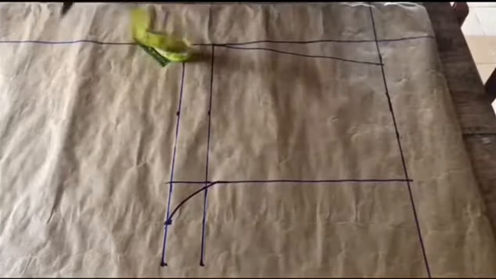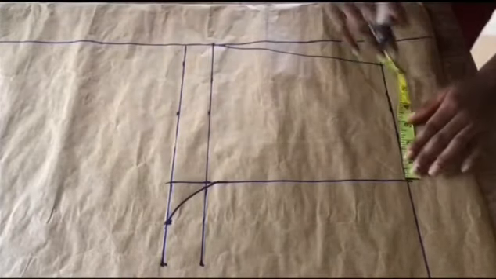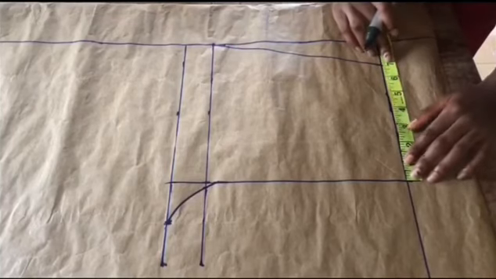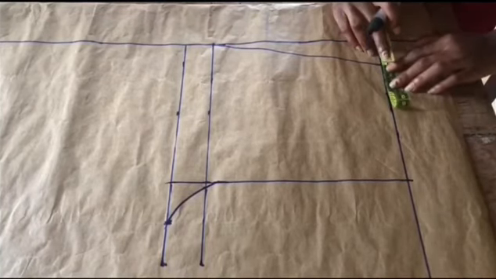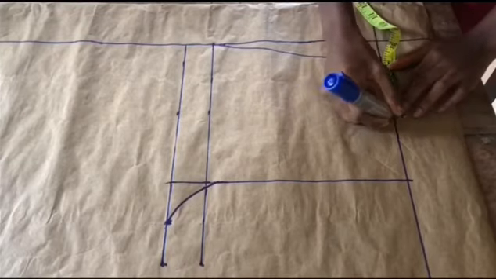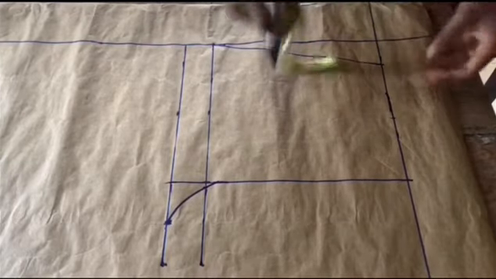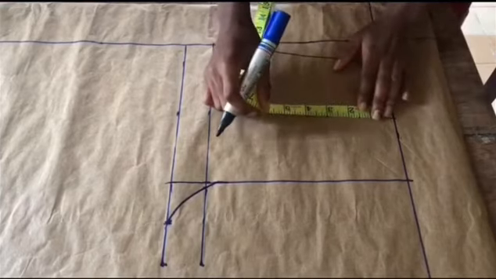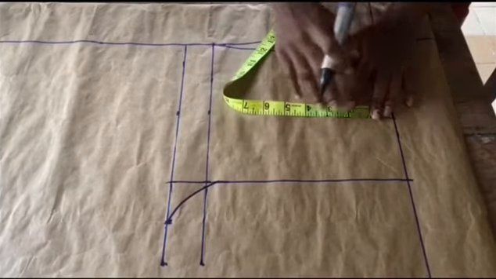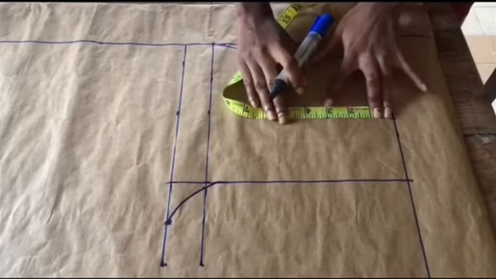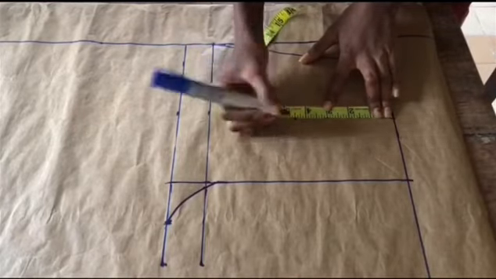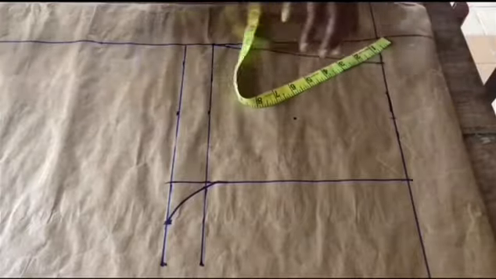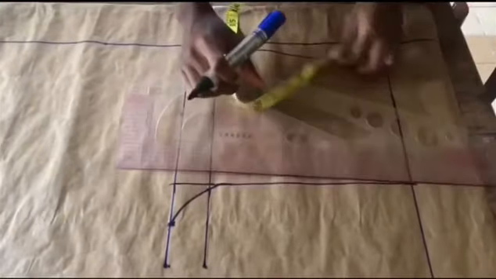So the next thing is our darts. To take out our darts, we divide this into 2. Divide your waist into 2, and you measure. Our dart length should be between 4 inches and 4.5 inches, but for this video I'll be using 4.5, so I'll measure 4.5.